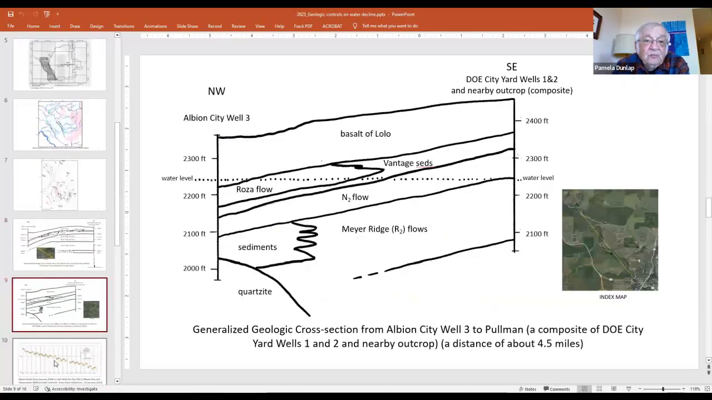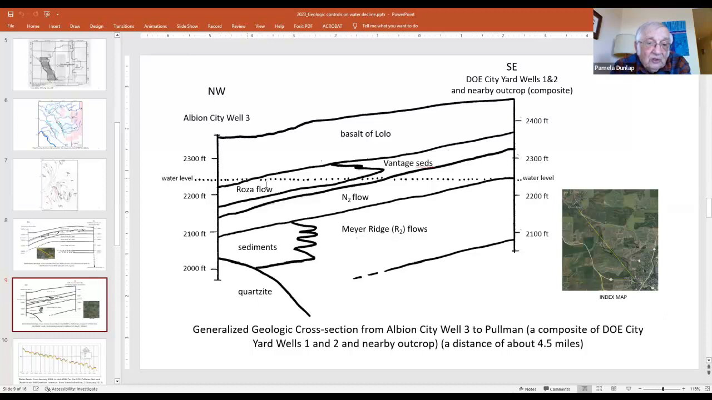Another diagram to show the same kind of thing. This is the cross section over 4.5 miles from Pullman down here on the southeast corner of the map on the right, up to the Albion City Well, which is only a couple thousand feet from quartzite basement rocks. And what you see is sort of the same thing. Here's the interflow contacts dropping down the plunge of that fold. Just the cross section is almost right down to the center of the anticline. And what you see is the same thing.